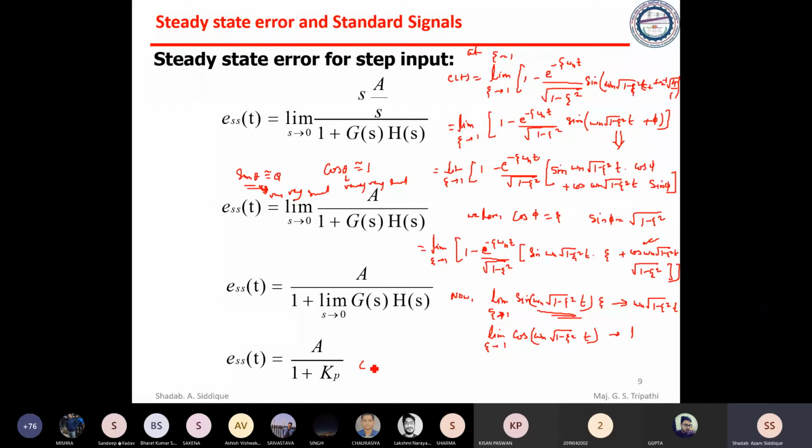So c of t comes out to be, c of t is equal to the limit as zeta tends to 1 of 1 minus e to the power minus zeta omega n t divided by square root of 1 minus zeta square. See, I am not disturbing this 1 minus zeta square. I'll go through this, and after substituting, I'll cancel it. This will be cancelled. So I'm just checking this equation. I'm not blindly substituting the zeta value everywhere, just checking where we can cancel this term. Otherwise, we don't have any other option to solve this.